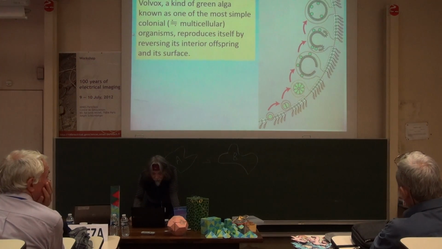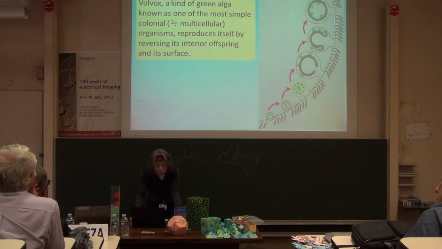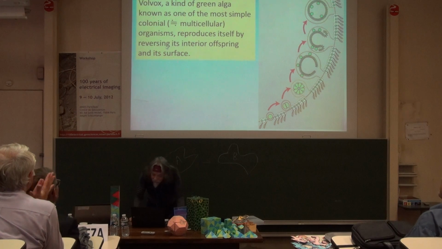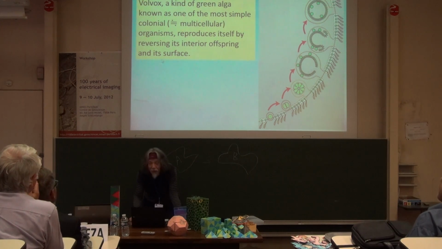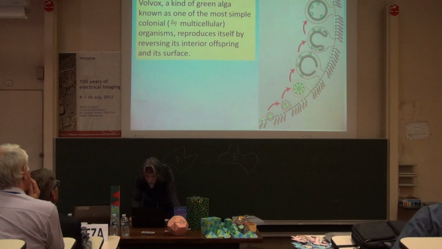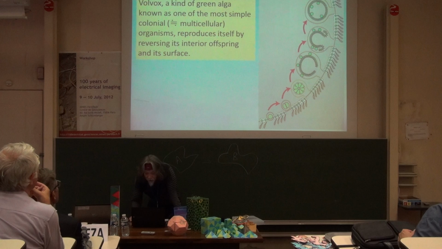And reversibility appears in nature very often. For example, in biology, Volvox, a kind of green alga known as one of the simplest colonial organisms, reproduces itself by reversing its interior offspring and its surface. So first the eggs are outside, but this green belt changes and becomes, and finally the eggs are inside the green belt.